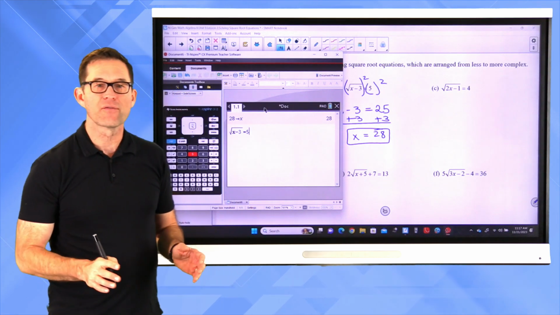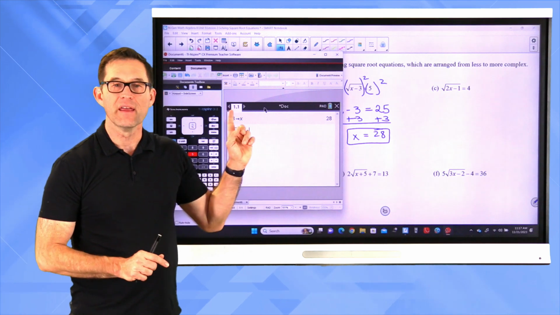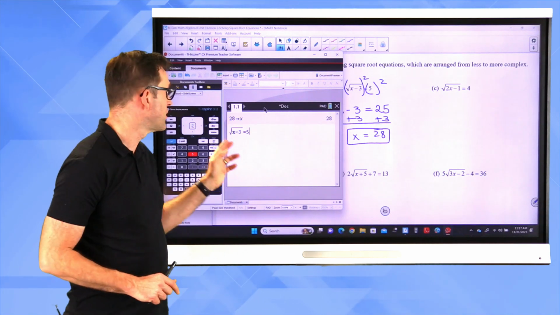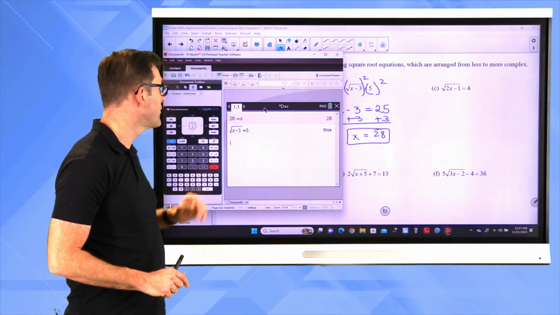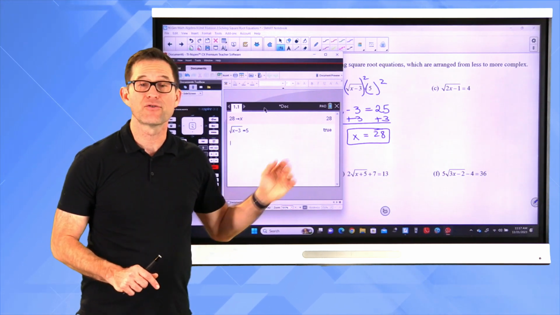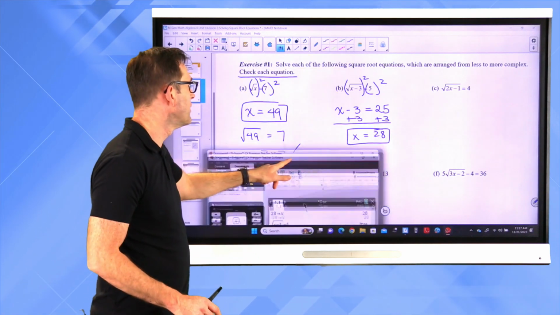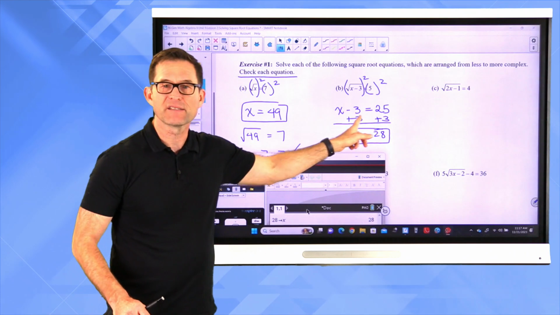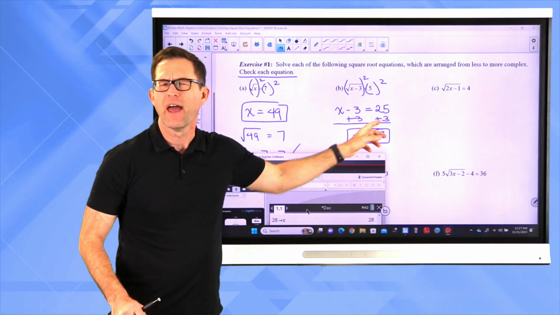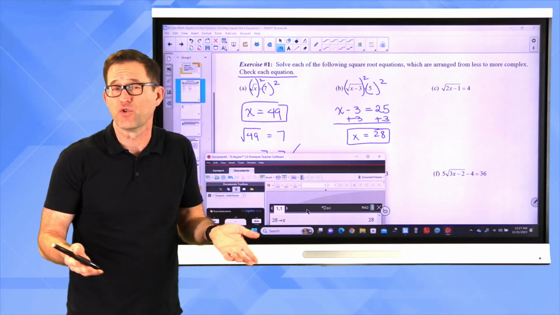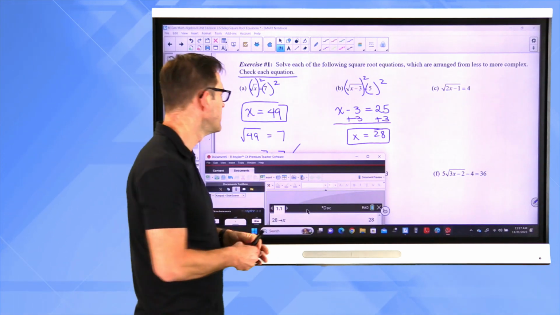And when I do that, of course, what I'm asking it is, if x is 28, then is the square root of x minus 3 equal to 5? And when I hit enter, I get true. Now let's just say I had a mental hiccup, right? And I did something where I had x minus 3 equals 25, and maybe I subtracted 3 from both sides, and I got x is equal to 22, right?